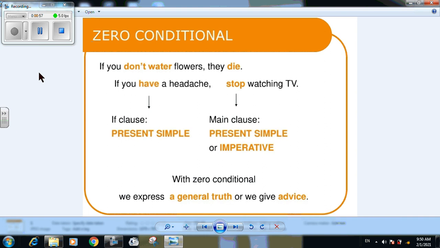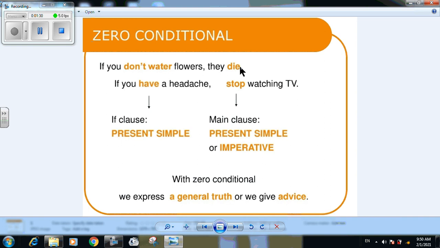Okay, look at the first example here. If you don't water flowers, comma, they die. We started here with if. We put a comma in the middle, okay? And the two sentences are in the present simple tense. Don't water and die. If you don't water flowers, they die. This is a conditional, and this is the zero type.